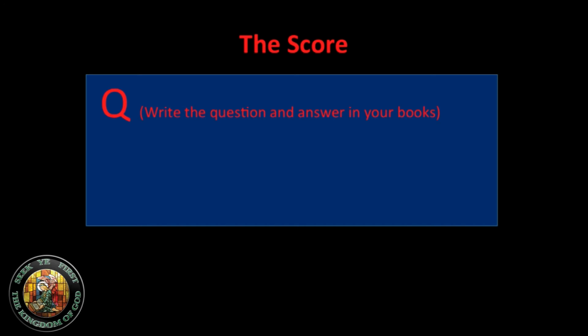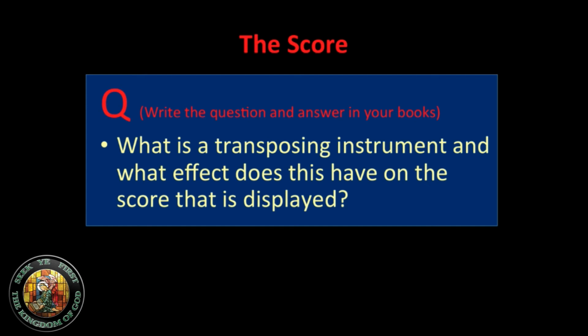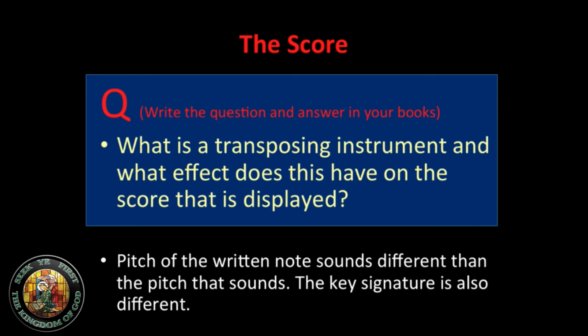Okay, write down the question and then the answer on your paper. What is a transposing instrument and what effect does this have on the score that is displayed? Pause the video while you answer. And the correct answer is the pitch of the written note is different from the pitch that sounds. The key signature is also different. Green pen that answer now, please.